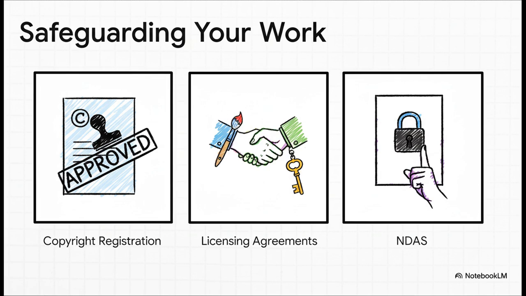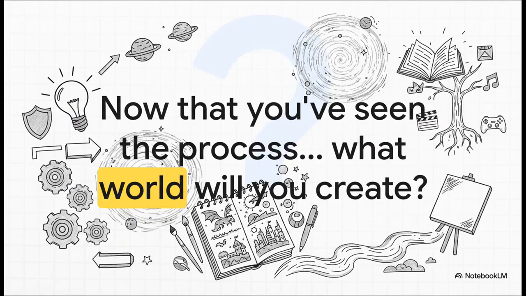So what can you actually do? Well, even though copyright is automatic, officially registering it makes it way easier to defend if someone tries to steal your work. Licensing agreements are basically contracts that let people use your art while making sure you keep control and get paid. And if you're working with a client, an NDA, or non-disclosure agreement, is the promise that keeps all the secret stuff secret.